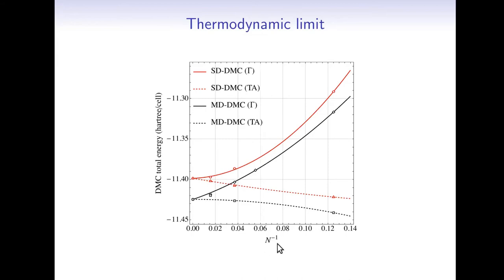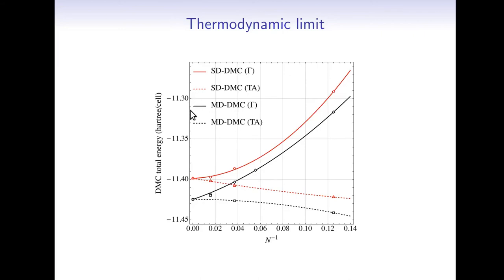So here, 1/n is 1/the size of the system, so essentially 1/the number of supercells. And you have DMC results with this CI wave function at the gamma point. The red and black curves are at the gamma point. It means that I use only big K equals zero, the periodic boundary condition. And red is a single determinant.